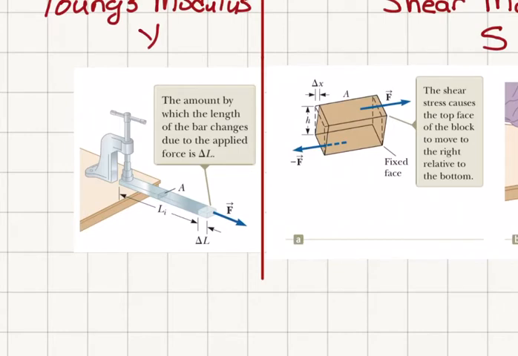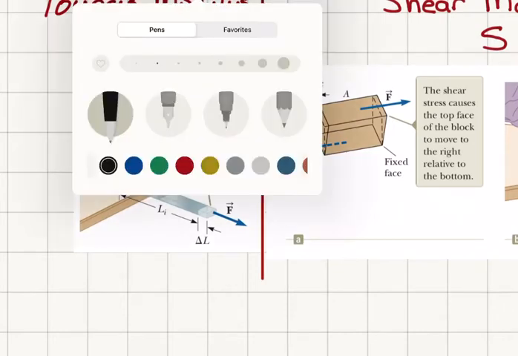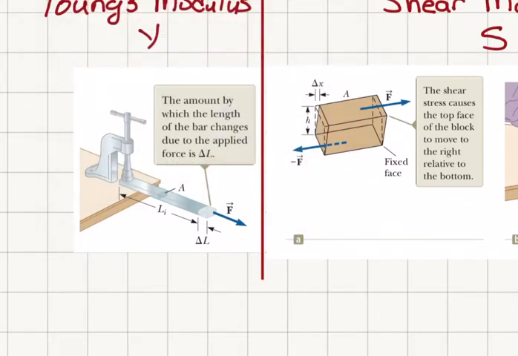The force is acting on a perpendicular area A here, this area A, and therefore there is a force per area, there is a pressure. And as a result of pressure, what is the response of this material? It's going to be a change in its length. So there will be an increase in the length by an amount delta L.